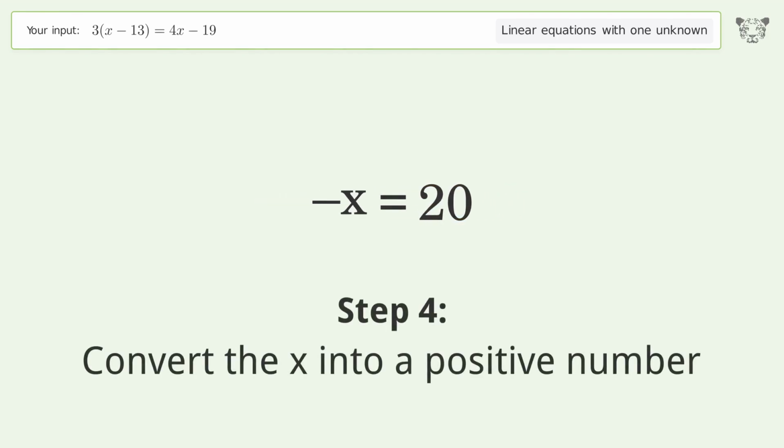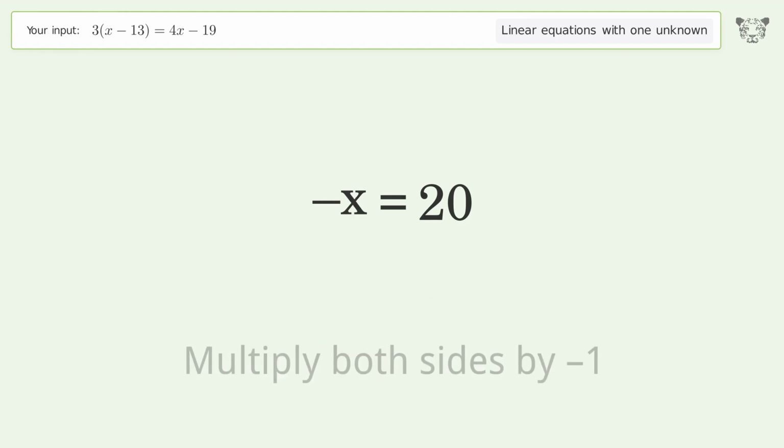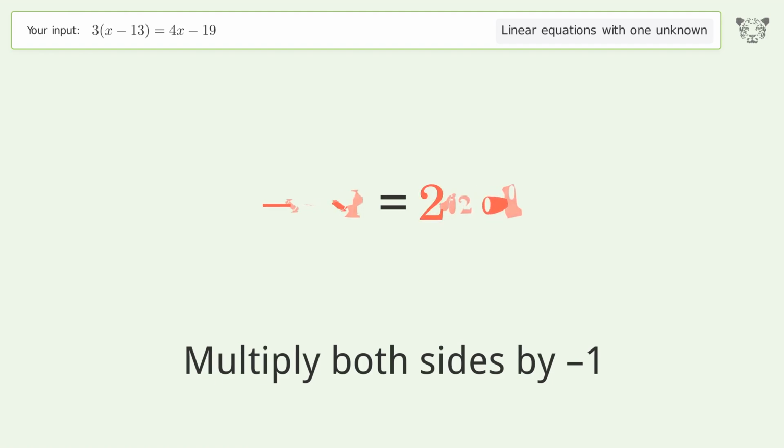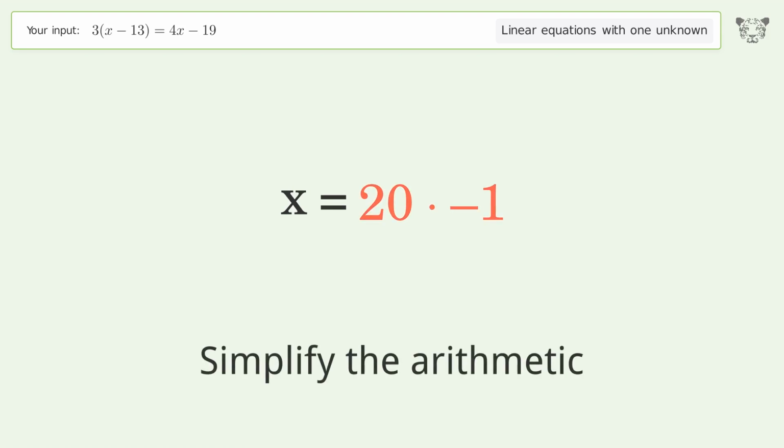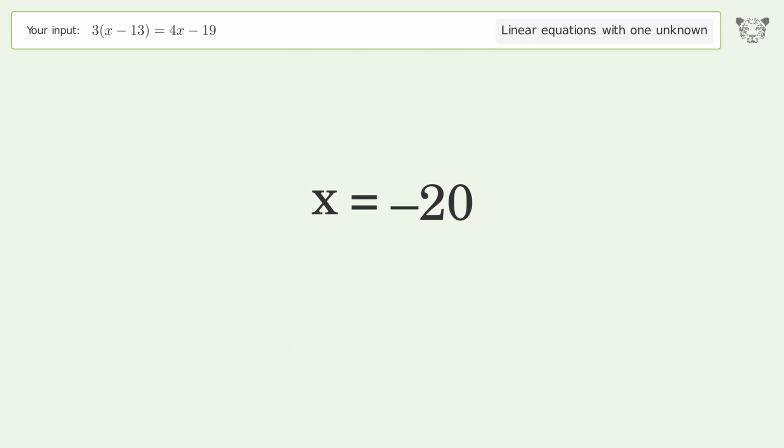Convert the x into a positive number. Multiply both sides by -1. Remove the ones. Simplify the arithmetic. And so the final result is x equals -20.